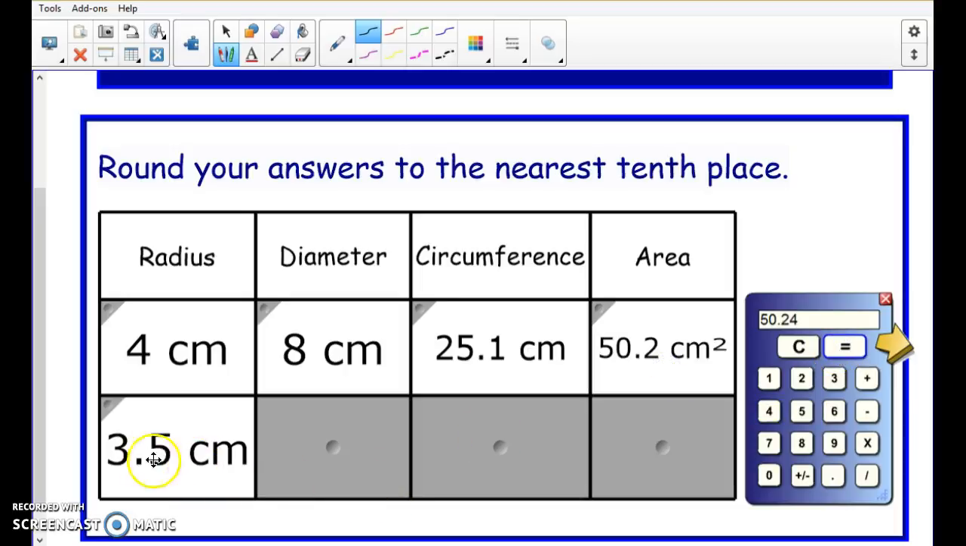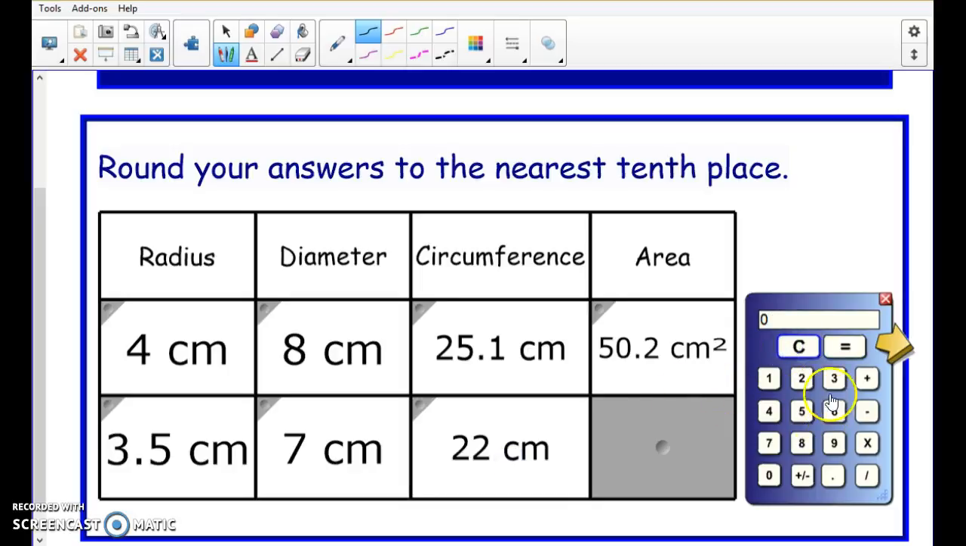Alright, this one, I have 3.5 as my radius, which means my diameter is going to be 7. Since I know my diameter is 7, I can figure out the circumference in one step. So 7 times pi, which is 3.14. So that means my circumference should be about 22 if I round that up.